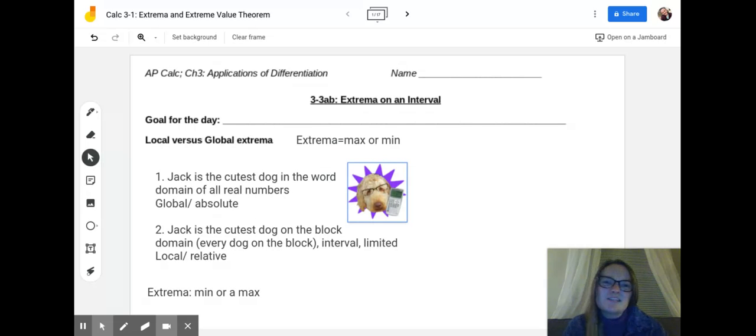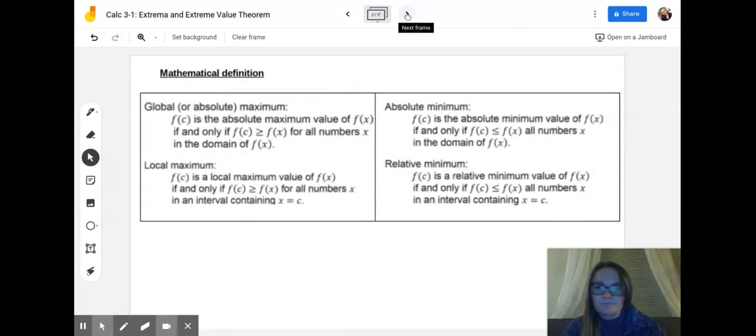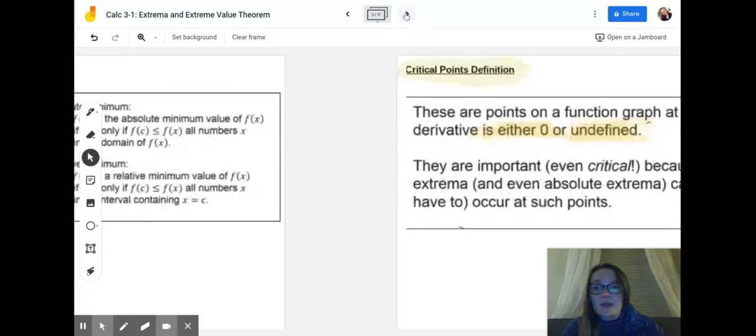Local means that it's pretty much only true on a smaller open interval, while a global extrema means that it's true for the entire interval, or for an entire closed interval. So let's go ahead and do some practice. These are just the mathematical definitions for them. We're going to talk about what they mean practically.